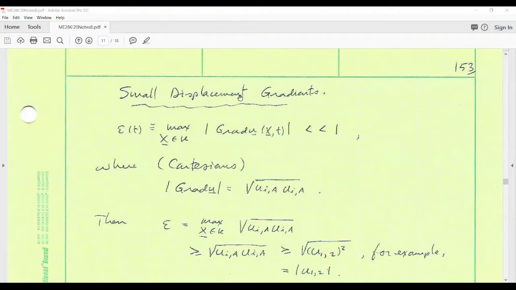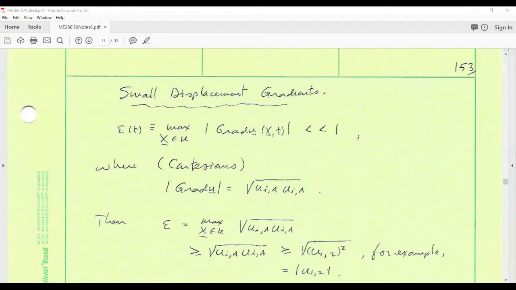So when we're assuming small displacement gradients, that doesn't mean the displacement itself is small, because of course a small derivative doesn't imply that a function itself is also small. We'll assume small displacement gradient. So suppose that the maximum over the entire body of the norm of the displacement gradient, which will be some function of time, call it epsilon, is always much less than 1, for all time in the interval under consideration.